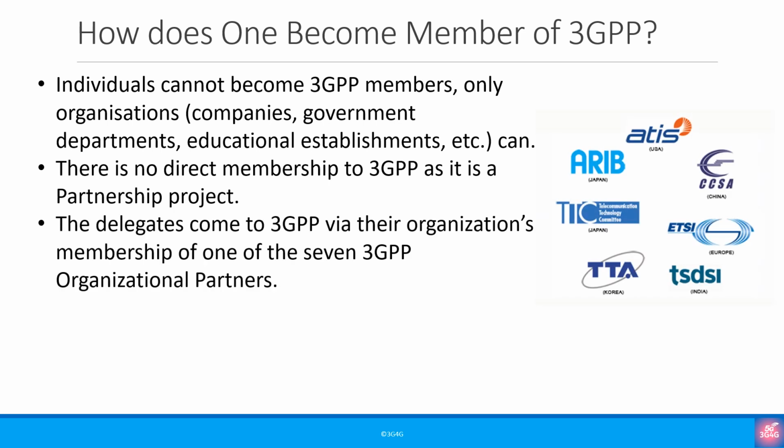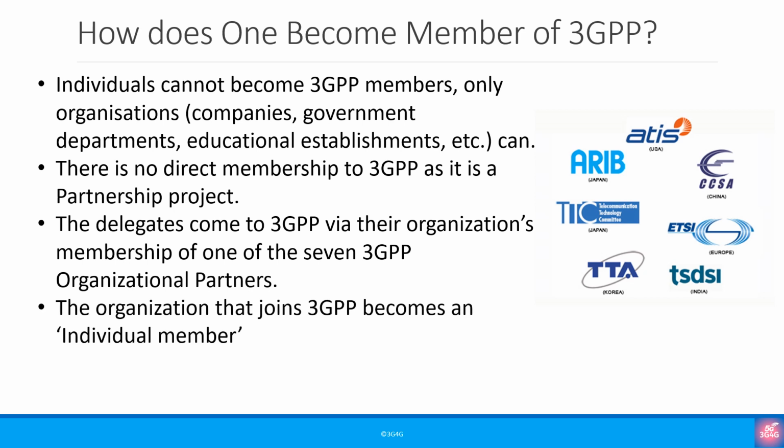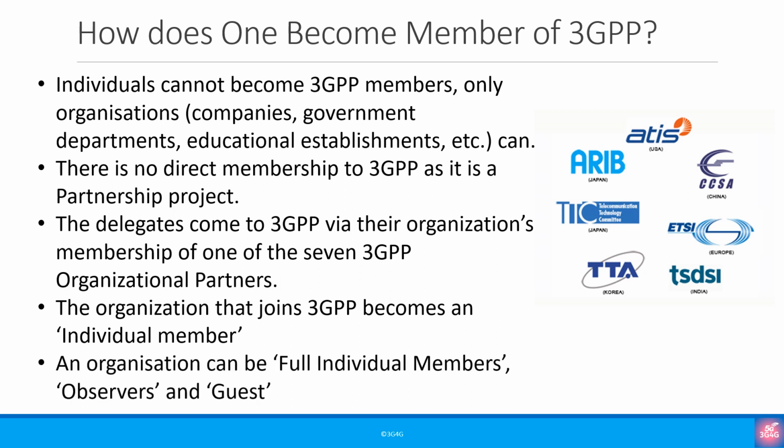The delegates come to 3GPP via their organization's membership of one of the 7 3GPP organizational partners. The organization that joins 3GPP becomes an individual member. An organization can be full individual members, observers, and guests.